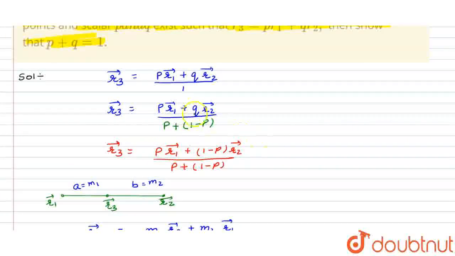From here we get the value of q is equal to 1 minus p. Solving this, we get p plus q is equal to 1. Hence proved, p plus q is equal to 1.